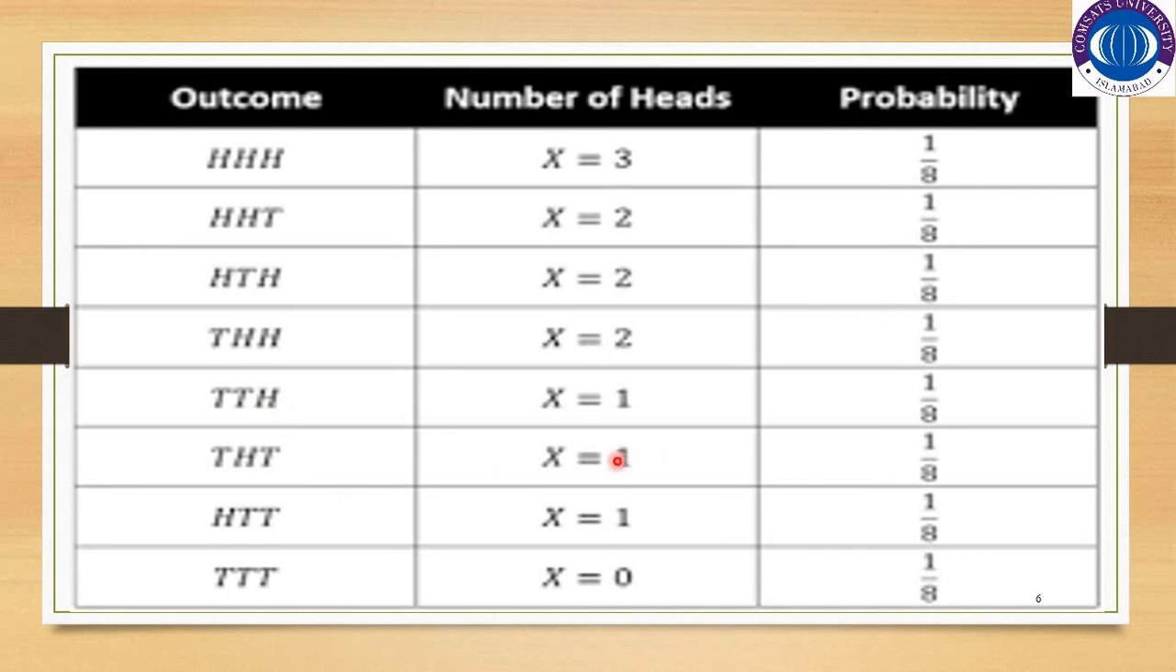X is equal to 1. It means only one head. X is equal to 1. It means only one head. X is equal to 0. It means there are no heads.